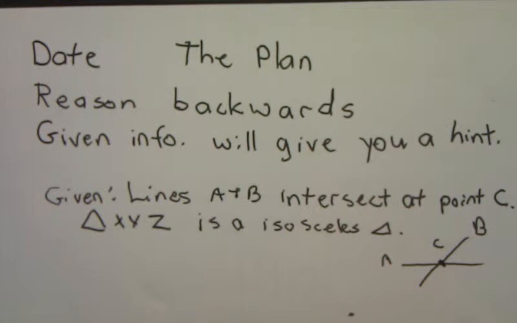Okay, now it says XYZ is an isosceles triangle. Okay, triangle XYZ is an isosceles triangle. What other information can you deduce from this statement? What are the properties of an isosceles triangle? It's a triangle with two equal sides.